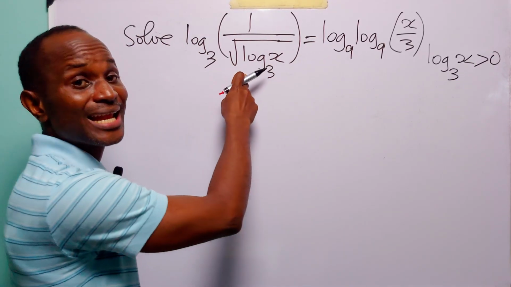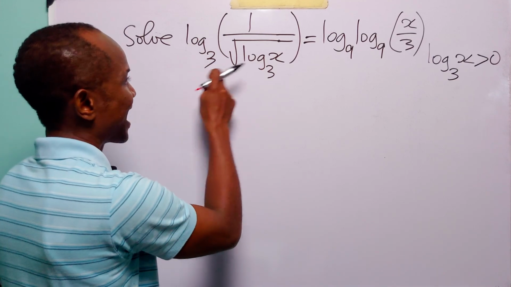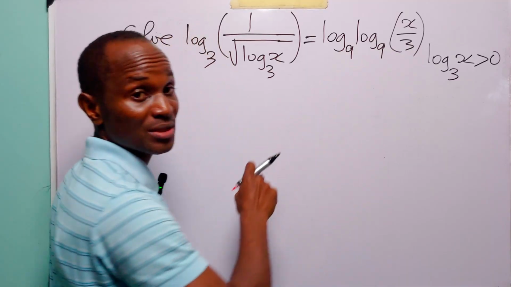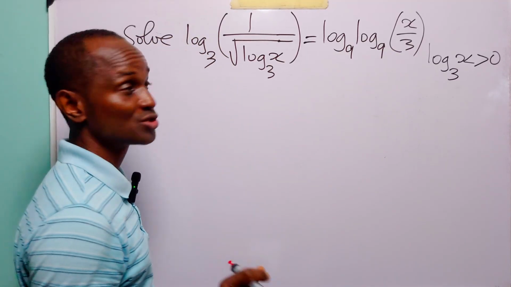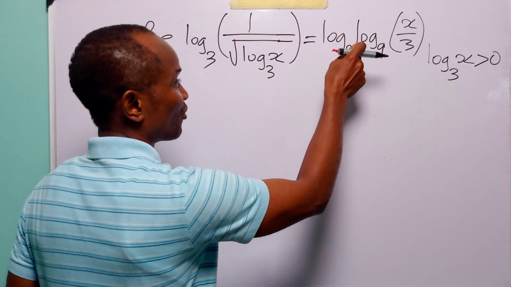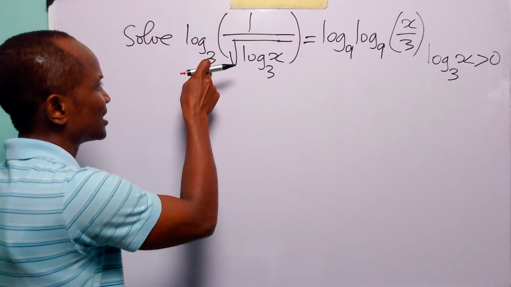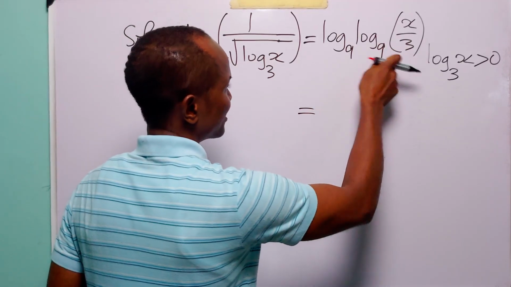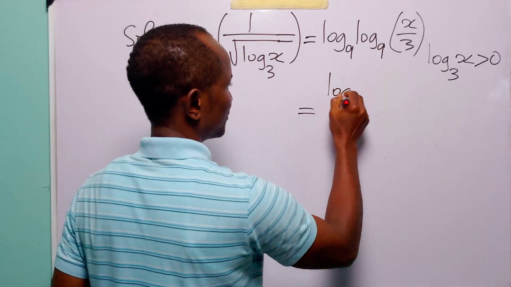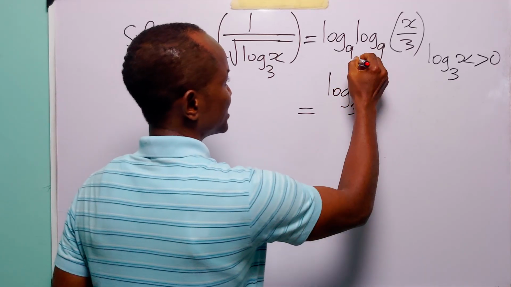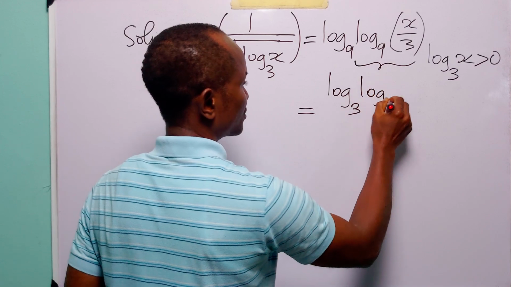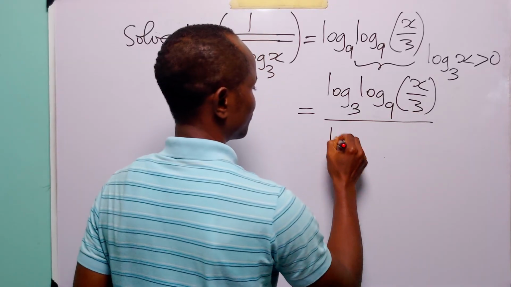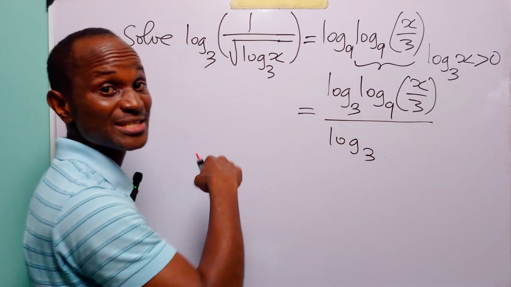Next, you can see that on the left-hand side, these two log terms are both in base 3, while on the right-hand side, these two log terms are both in base 9. So we are going to start this solution by changing this first log term from base 9 to base 3 to match this first log term. So when we apply the change of base formula to this right-hand side, we have log to base 3 of this quantity, that is log to base 9 of x over 3, divided by log to base 3 of the old base, which is 9.